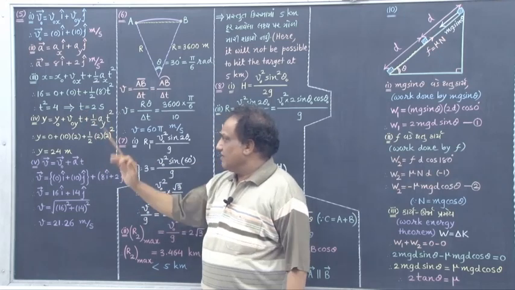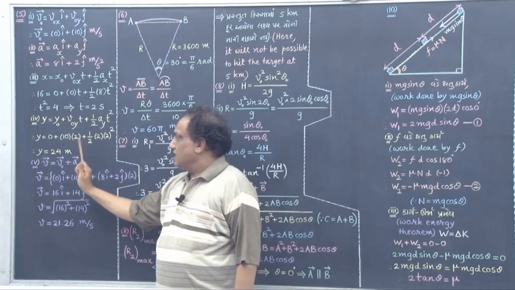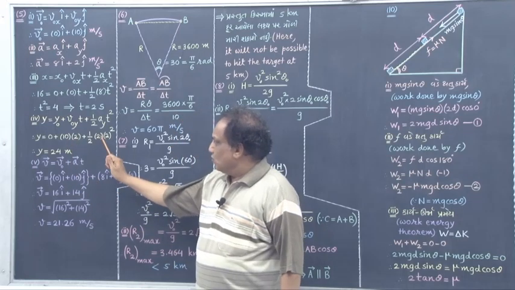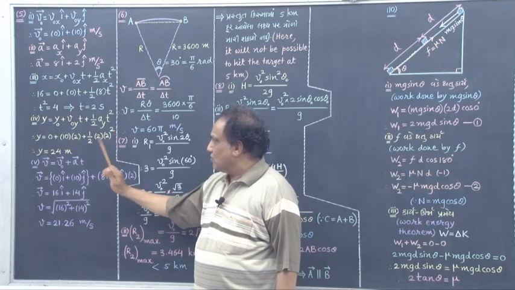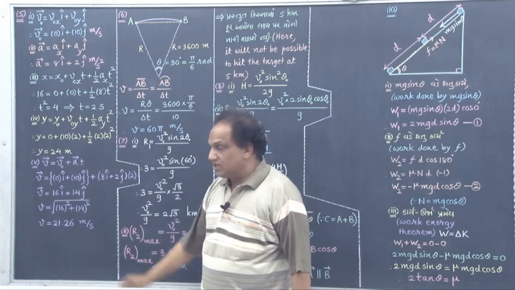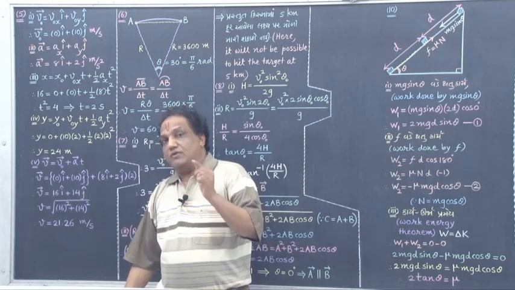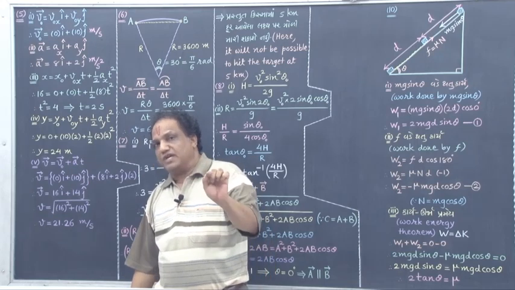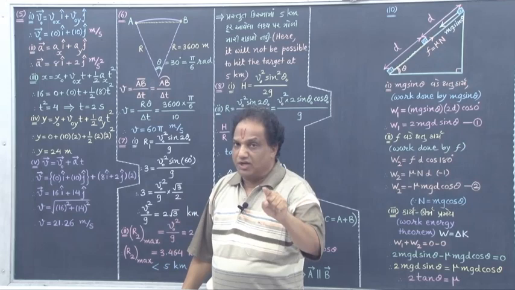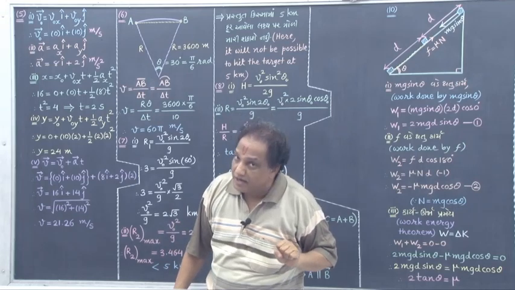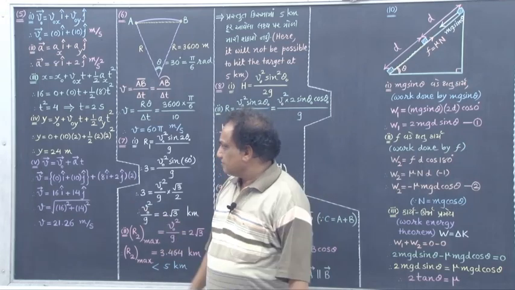Okay. Simplify. Now 10 2s are 20. The 2 will cancel here. 2 square is 4. 20 plus 4 is 24 meters. Correct. Now at the same time t equal to 2 seconds, we are asked to find the magnitude of the final velocity of the particle. Let us find out.